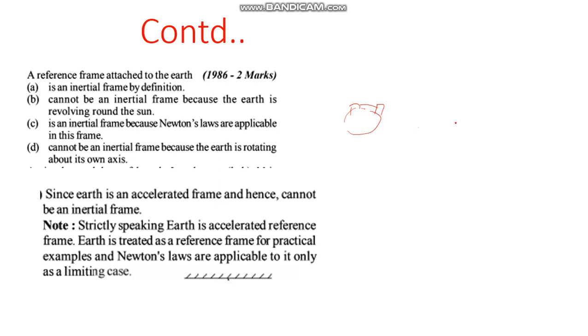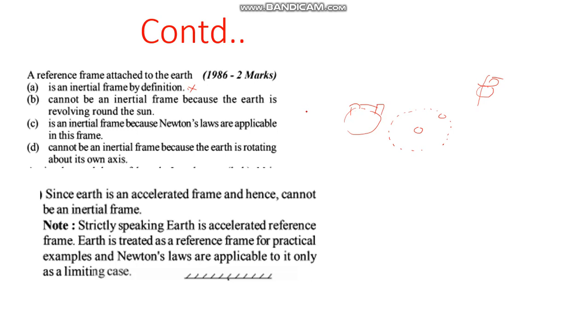See, this is our sun, this is our earth. The earth is revolving around the sun, and the earth is also rotating along its own axis. We have learned that anything which is rotating about its own axis won't be considered an inertial frame. It will come under the category of non-inertial frame. So the first option, that it is an inertial frame by definition, is not correct.